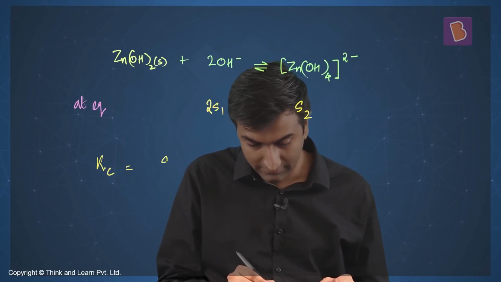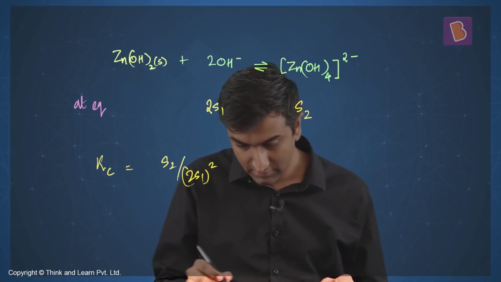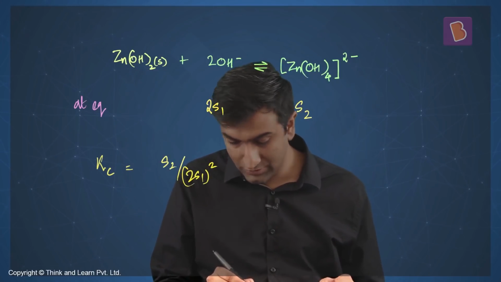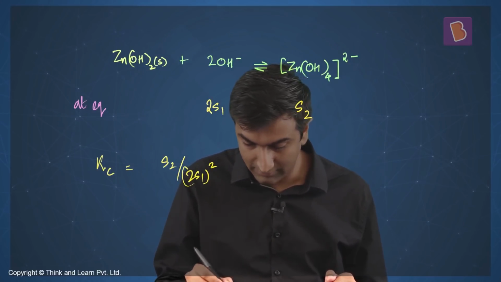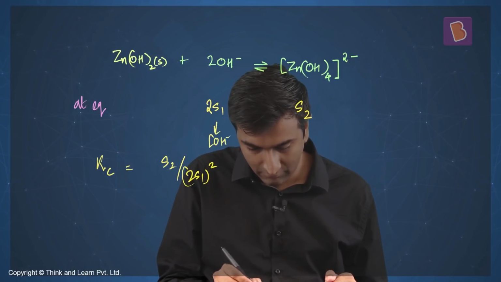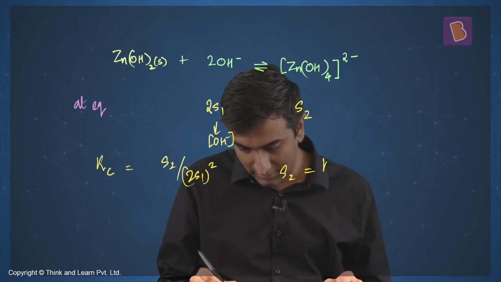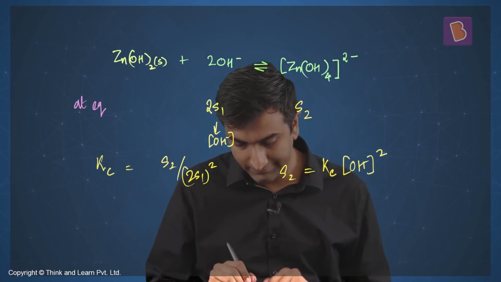It's just simply going to be S2 times S2 divided by 2S1 whole square, right? This makes sense? Yeah. So now, let's get an expression of Kc in terms of S2. Here again, 2S1 is the same as the OH minus ion concentration, right? So I'm going to put that here. So S2 now is going to be equal to Kc times the OH minus ion concentration whole squared.